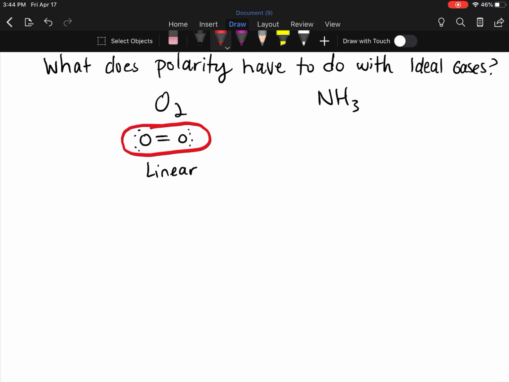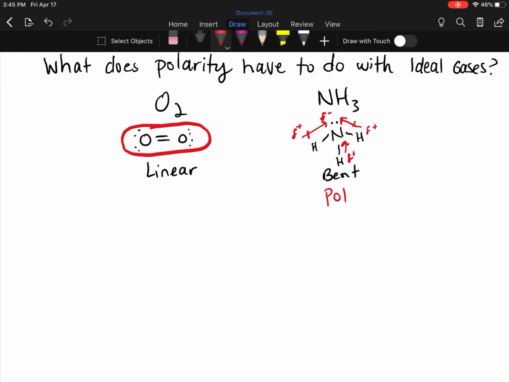Whereas for ammonia, if I draw the Lewis structure, there's a lone pair on top, so it's going to be a bent molecule. And when it's bent, it's polar. Why is it polar? Because this isn't symmetrical, so the electron density is going toward the nitrogen. So the nitrogen is partially negative and the hydrogens are partially positive. There's a partial charge. Okay?